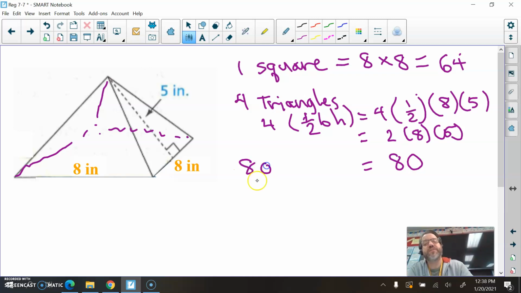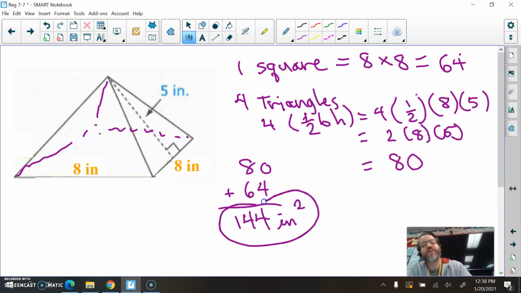So just add those together. 80 plus 64 is 144. And then we just have to label it. Area is always square units. So we have 144 square inches in this example.